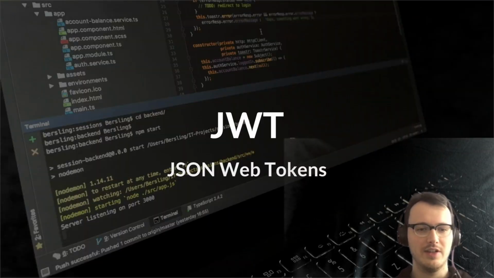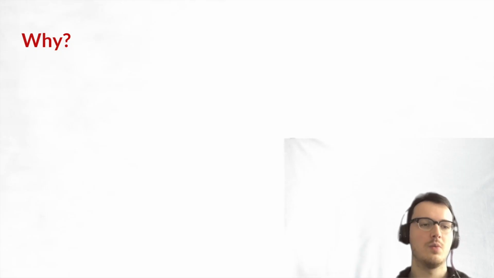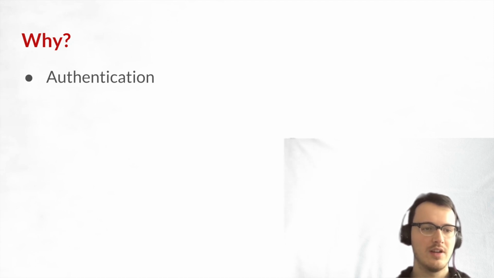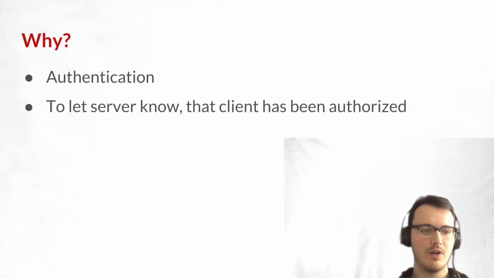Okay, so JWT, JSON Web Tokens. At first we want to know which goal they accomplish. We want to know the why of JSON Web Tokens. They serve the purpose of authentication, meaning you want to verify if a user is the user he or she claims to be. So if a client makes a request, we want to authorize it. We want to see if the client has access to that route or to that endpoint or to that resource.